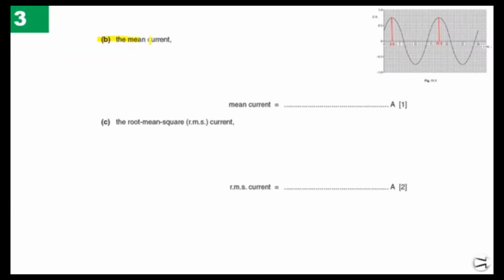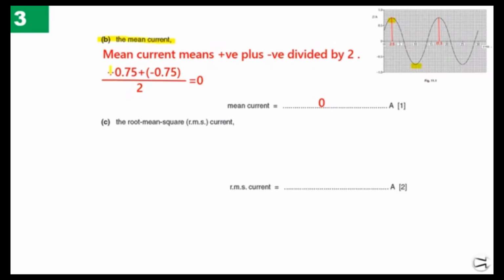Here is our part B. For part B, simply we need to calculate the mean current. It simply means that we need to take the positive value of current and also we need to take the negative value of current. We just need to add these two values and divide by 2. That will be mean current. So how we can calculate? So here you can see I have already done for you. So this is positive value of peak current and this is negative value of peak current. We just added these two and divided by 2 because we need to calculate the mean value. And our final answer is 0. And this is true for any sine curve.